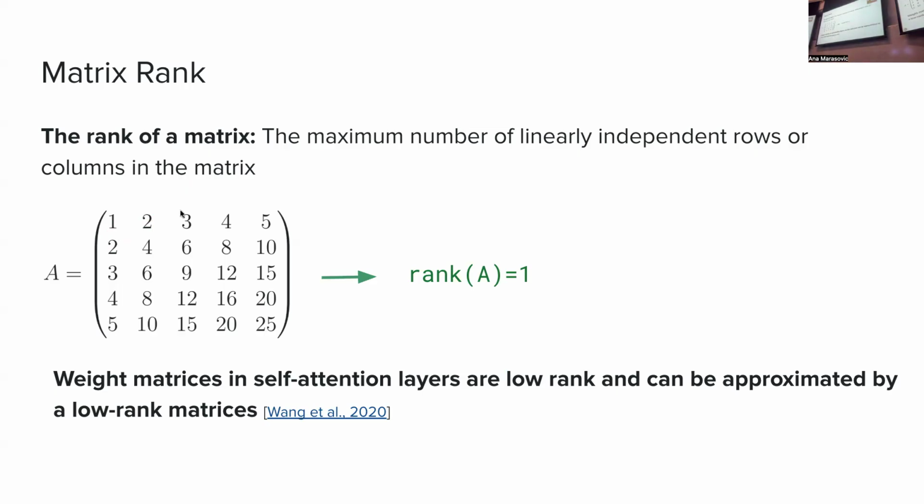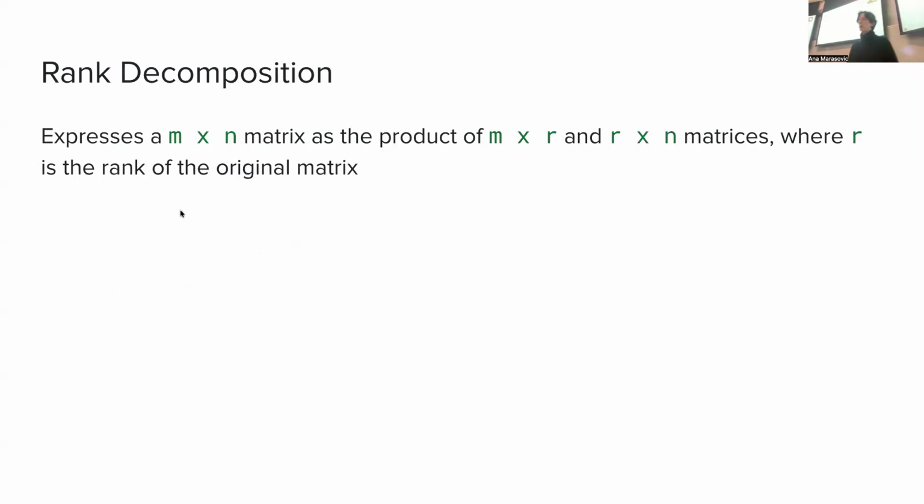So it turns out that the weight matrices are also low rank, and we have empirically found that. And then the creators of LoRA made use of that observation. There are a number of papers you can read that show that almost every weight matrix in a transformer architecture is low rank. So we can make use of that.